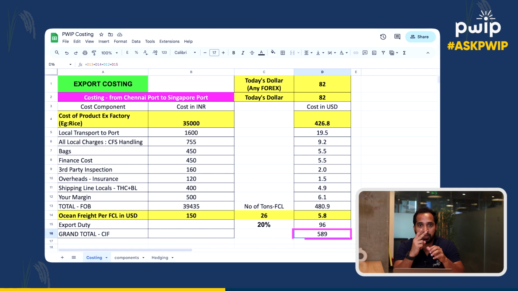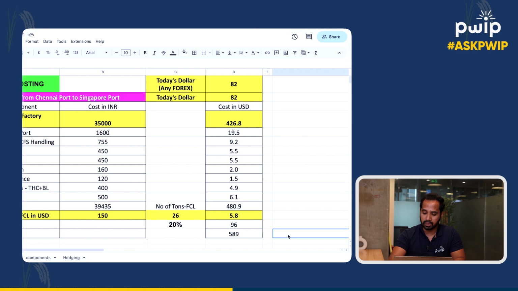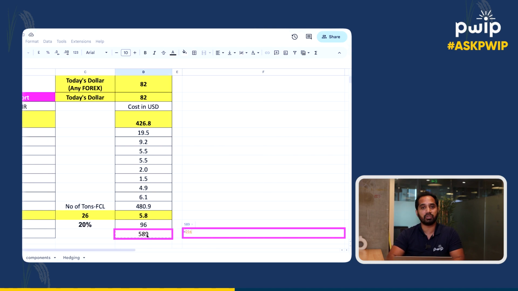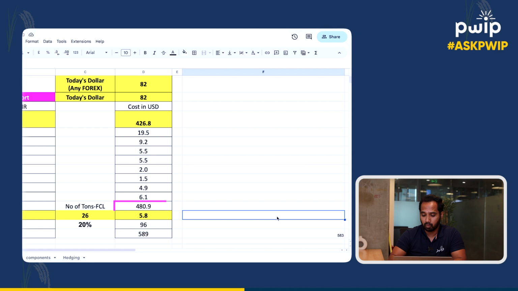However, there are two things that are very important to understand here. A lot of people argue that what the customs will do is take 589, which is your CIF price, minus the ocean freight. So what do you have? 583 as your FOB. Here your FOB was 480. And then what the customs is going to do is take 583 and minus the 20% duty, which is 583 into 20%. If you do this, then after reduction of the duty, you will get your FOB as 467.